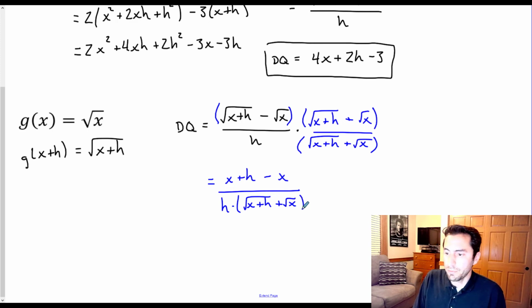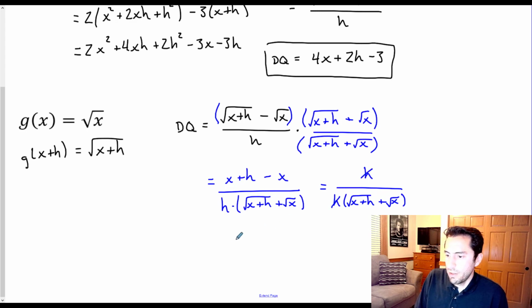Okay, almost there. Looking at the numerator, we have a positive x and a negative x. So those result in 0, and we just have h. Our denominator stays the same. And then, as we can see, we're only left with an h in the numerator, and we have an h in the denominator, so those will simplify. So lastly, our difference quotient is 1 over these two square roots. So the square root of x plus h plus the square root of x.